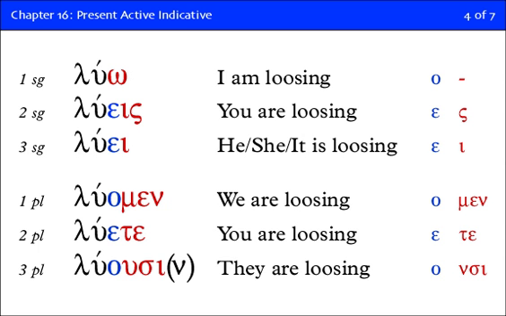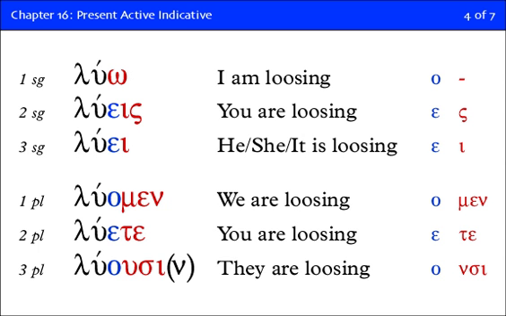Now, most people teach you to memorize o, eis, ei, omen, ete, ousi. In other words, most people teach you to memorize the connecting vowel as part of the personal ending. And certainly up front, it's a lot easier to do that. The problem is, as we get into other tenses, if you know what the real personal endings are, it gets a lot easier. So I've come to a compromise on this issue, and what I want you to do is memorize both. And you're going to have this on quizzes over and over again.